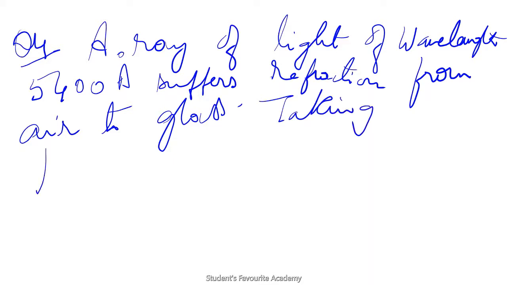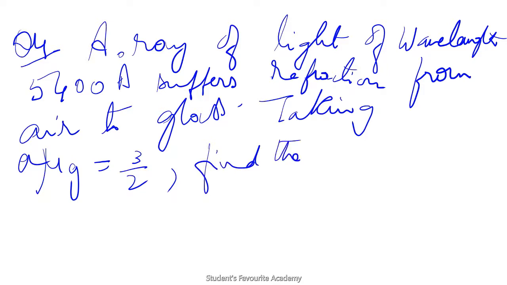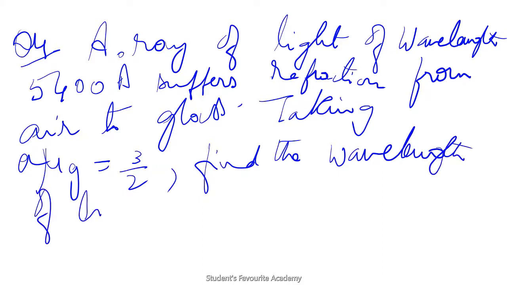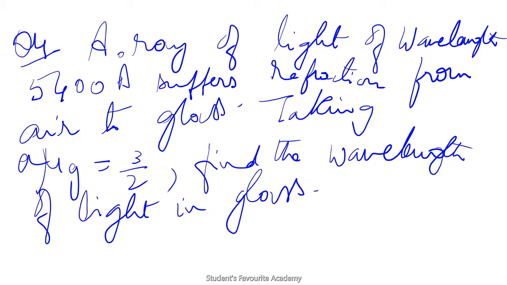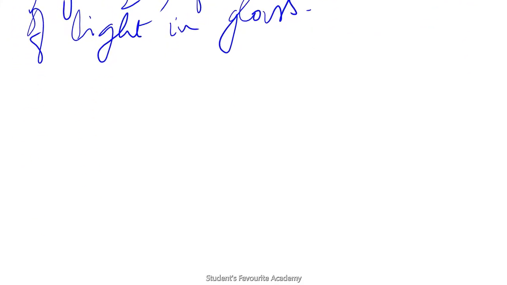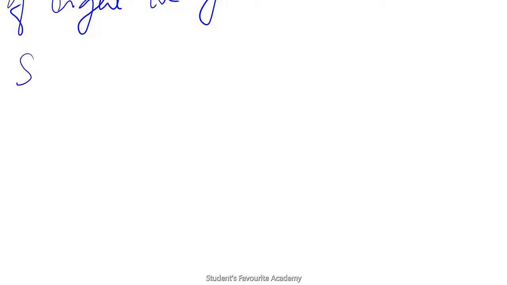Taking mu of glass with respect to air as equal to 3 upon 2, find the wavelength of light in glass. Now, solution.